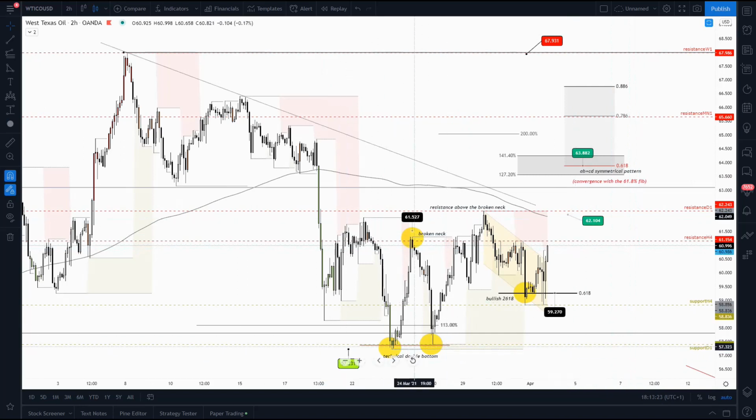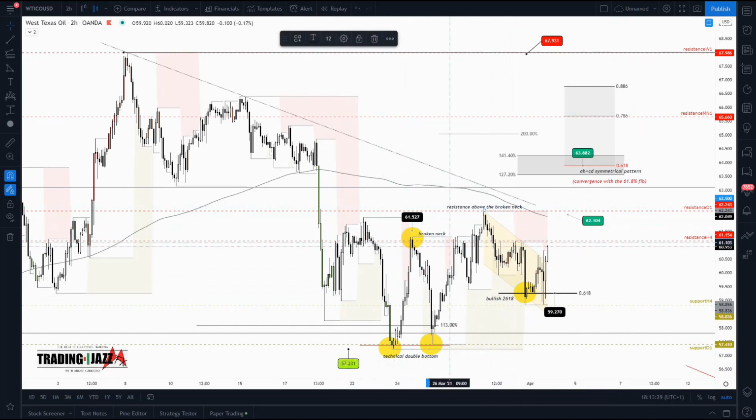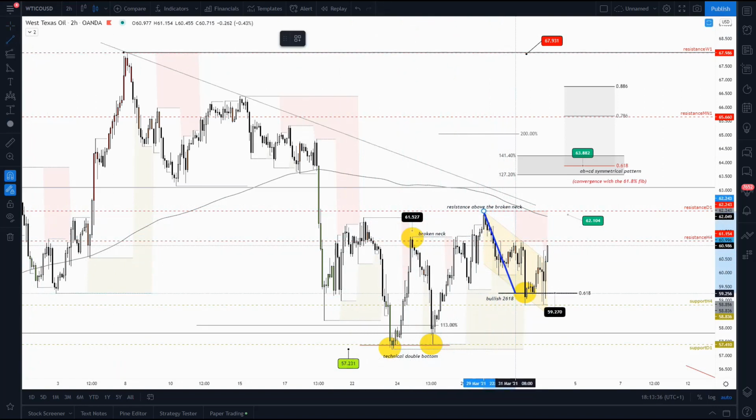But the market ends up forming the visual pattern for me and validating the technical double bottom with a broken neck. What I need to see is the retracement back to the golden Fibonacci level. And that triggers the golden 26-18 trade setup.